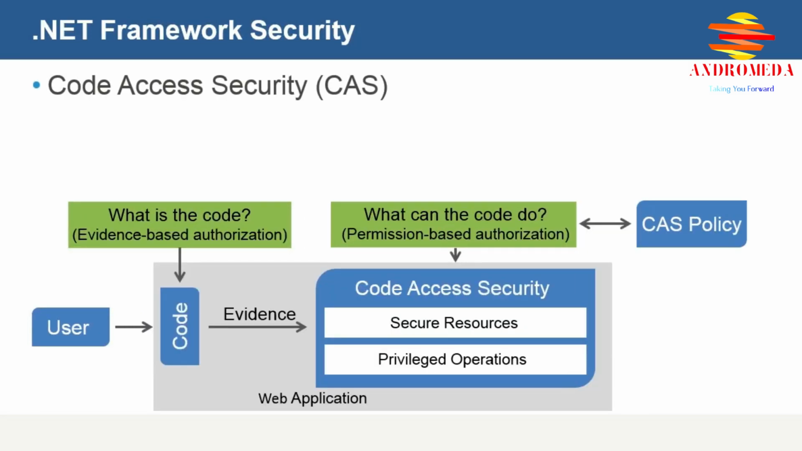Now, code access security is where we give access based on the code. So we ask what is the code? The code is run through evidence-based authorization. And based on that evidence, we give permissions to the code so it can perform specific actions or cannot perform specific actions. So, can it access things like secure resources? Can it perform privileged operations, make changes to the file system, data, and so on? And this is enforced through a code access security policy.